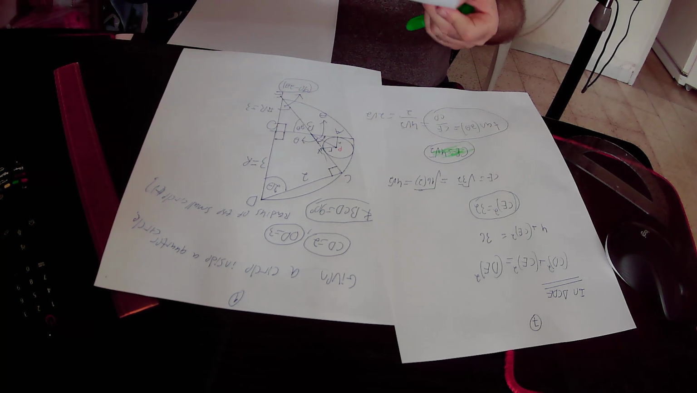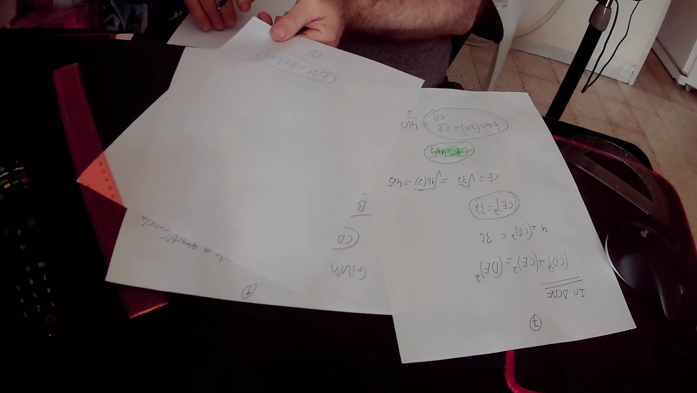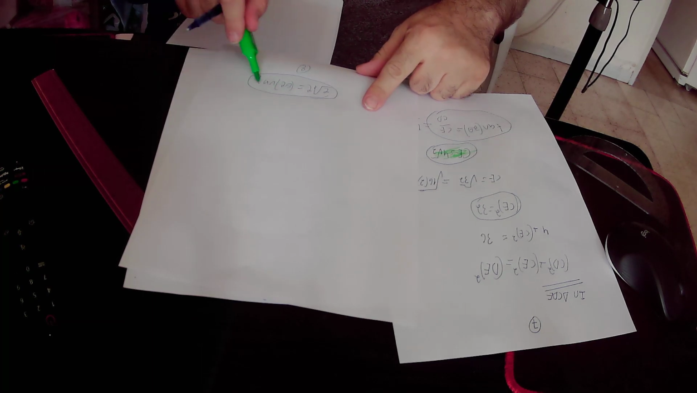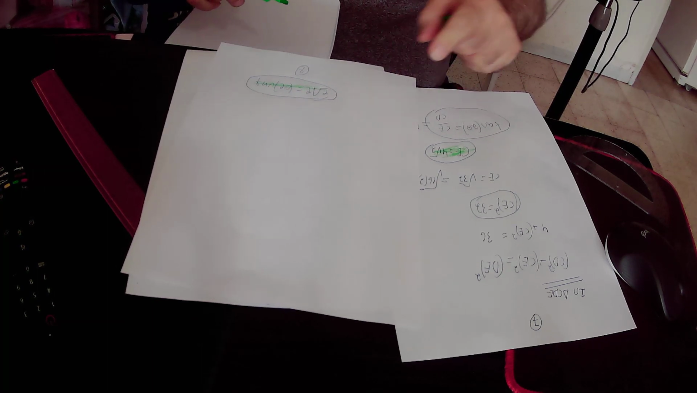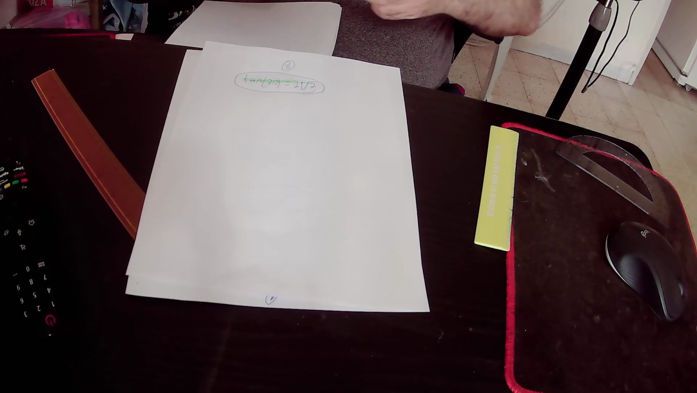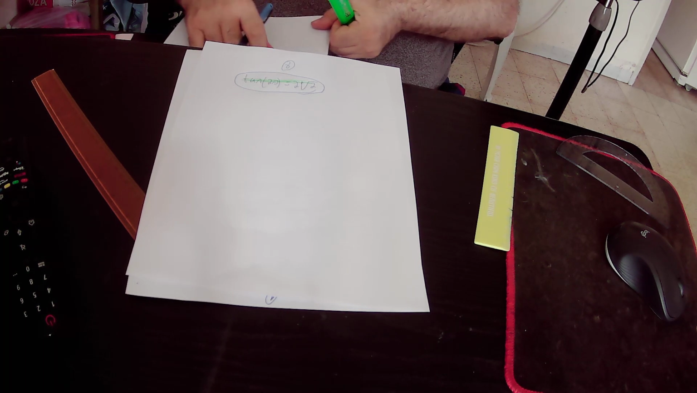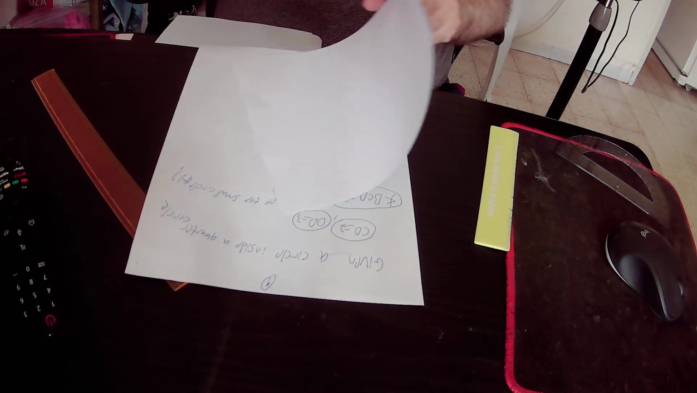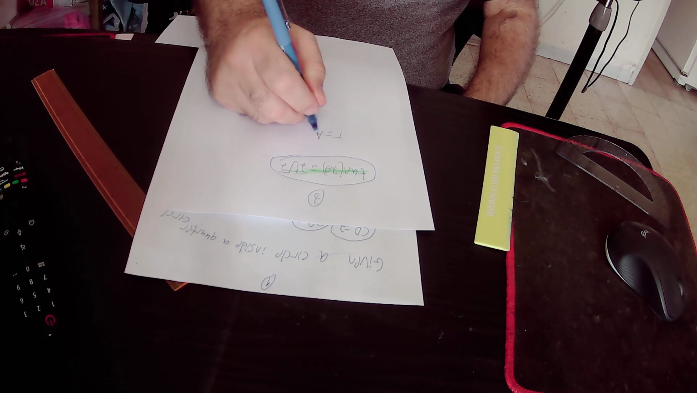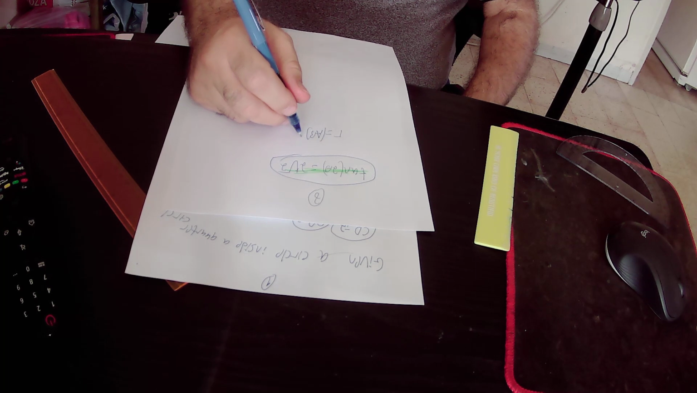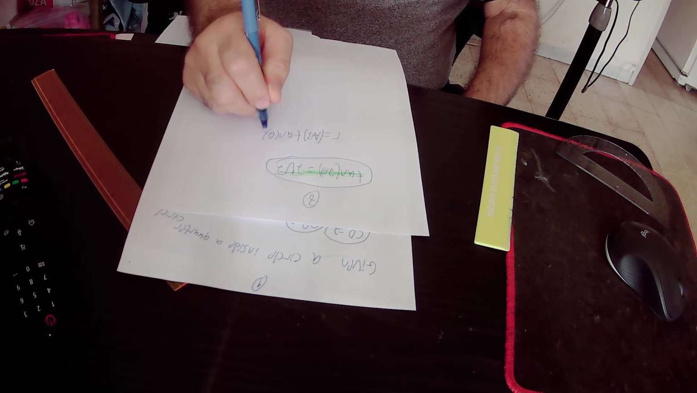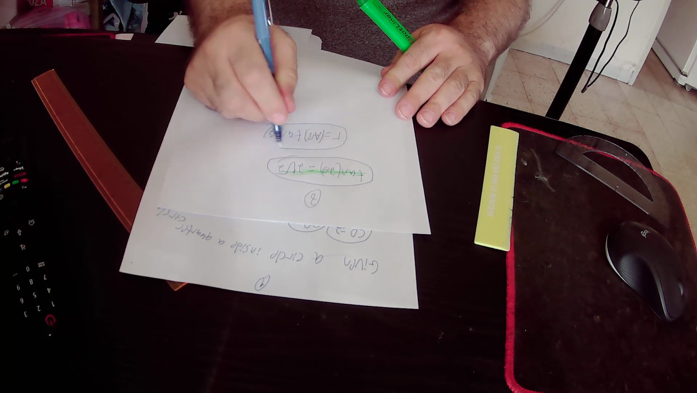Okay, tangent 2 theta equals 2 times root 2. But the problem is that in order to find the radius of the small circle, we know that the radius of the small circle equals AB times tangent theta. So we have to find the value of AB, and we have to find the value of tangent theta.